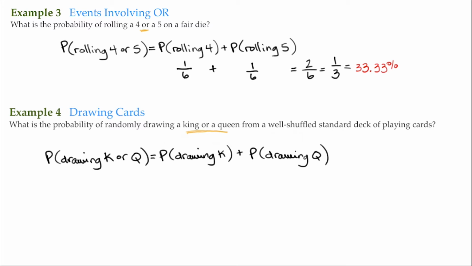Now there are 52 cards in a deck of playing cards, and there are 4 kings, so the probability of drawing a king, that's 4 out of 52. The probability of drawing a queen is also 4 out of 52. So then the probability of drawing a king or a queen, we simply add their probabilities. 4 out of 52 plus 4 out of 52, that's 8 out of 52, which we can simplify as 2 out of 13, which is approximately 15.38%.